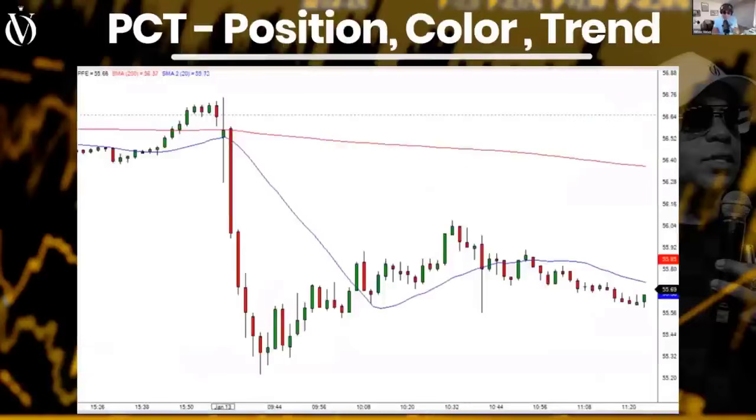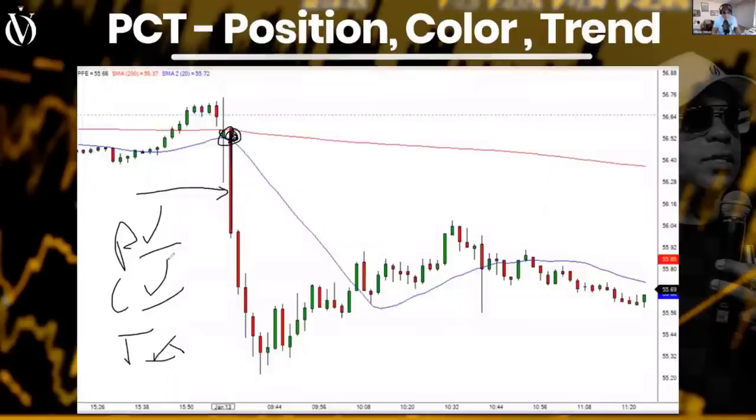And again, guys, this is just repeating it all over again. No need for me to go over this. Boom, power bar originating off not just the 20, but the 200. I love to jump into power that's originating off of one of my 2 moving averages. I'm in on the short side, PCT. Remember, at the open, you don't have trend, but you have position. We have color, and the rest is history.